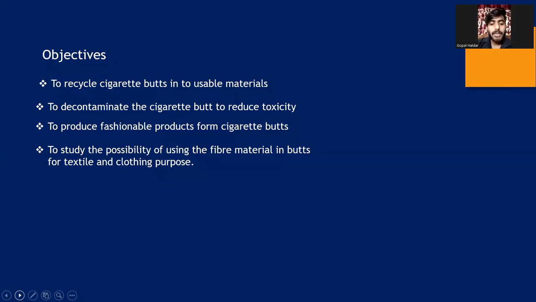Now the objective is to recycle cigarette butts into usable materials, decontaminate the cigarette butts to reduce toxicity, produce sustainable products from the cigarette butts, and study the possibility of using the fiber materials in butts for textile and clothing purposes. The next.